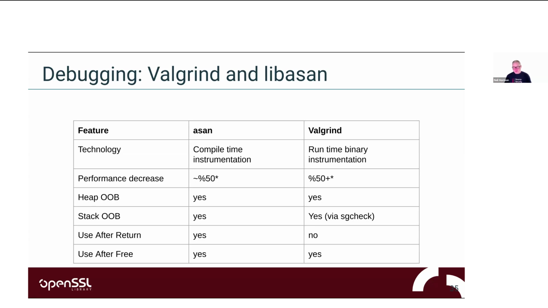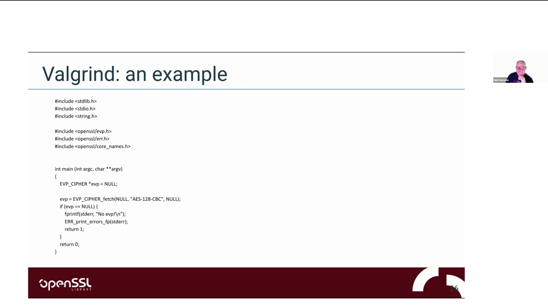Both cover generally the same feature set. Valgrind tends to lag a little bit behind compile time instrumentation, but it is catching up rapidly. I encourage you to go read and investigate which one might be useful to you. You'll generally find both are useful depending on your exact use case.